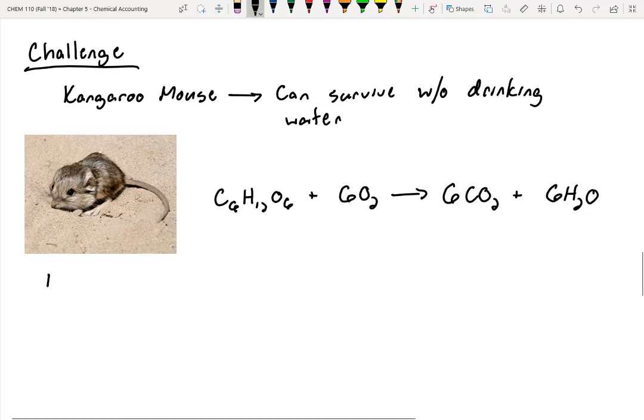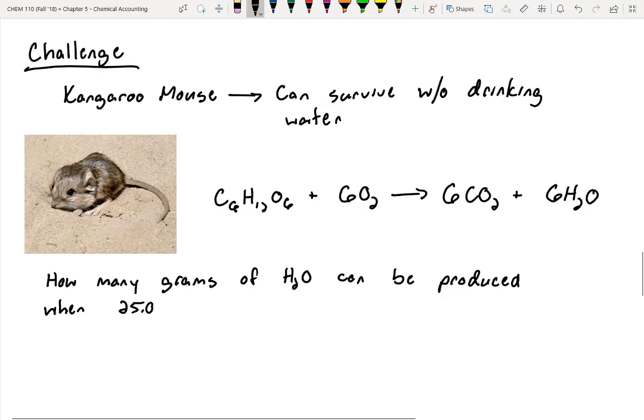My question for you is how many grams of water can be produced when 25.05 grams of C6H12O6 is metabolized. Let me clean up that 6.